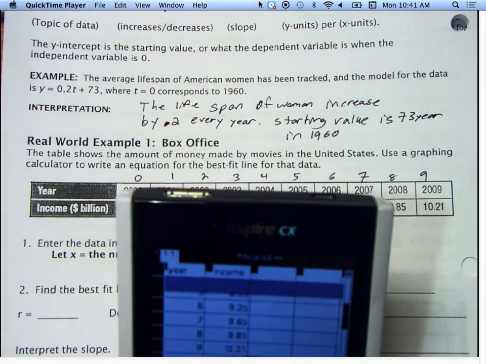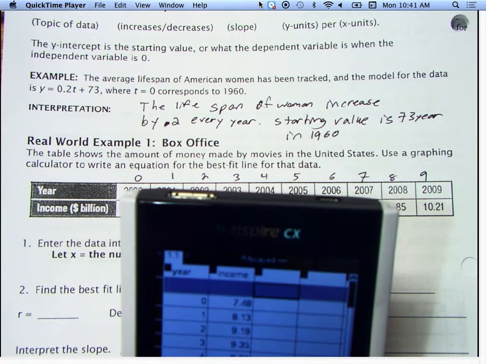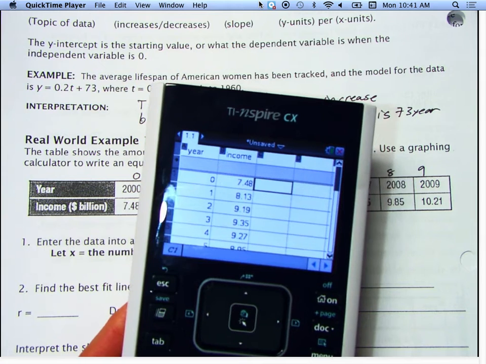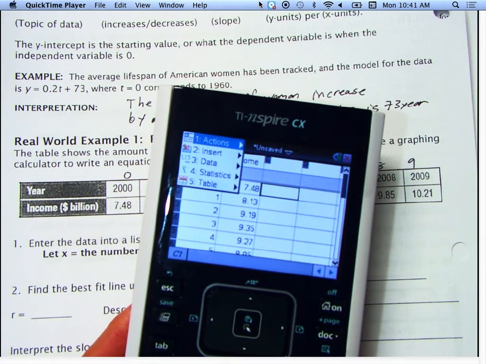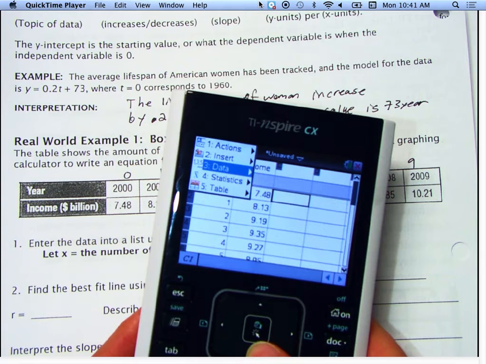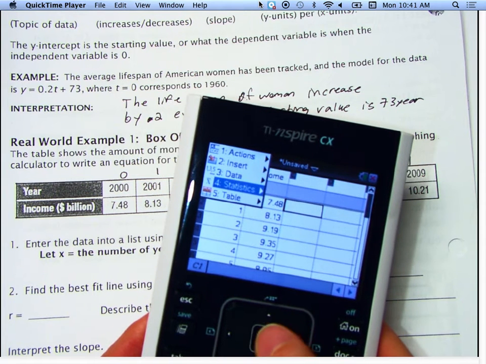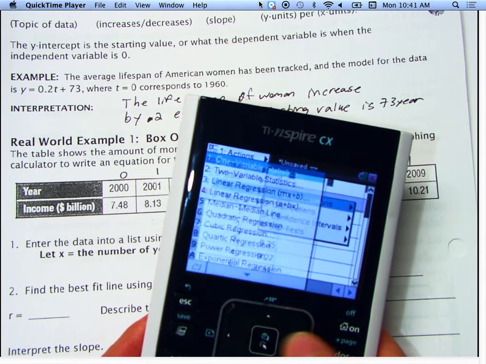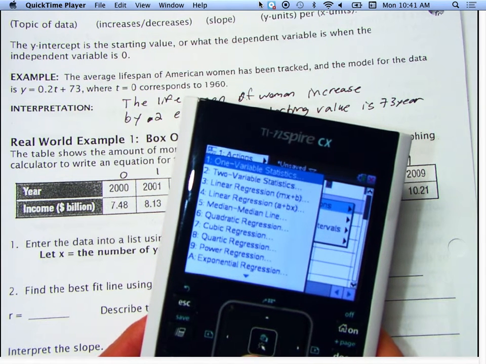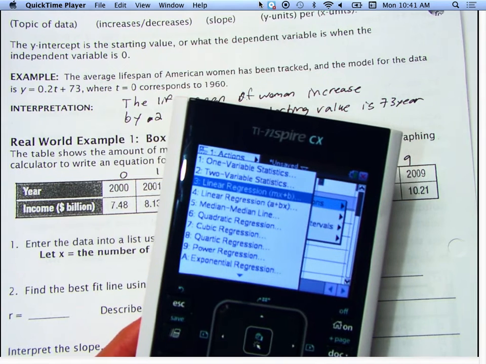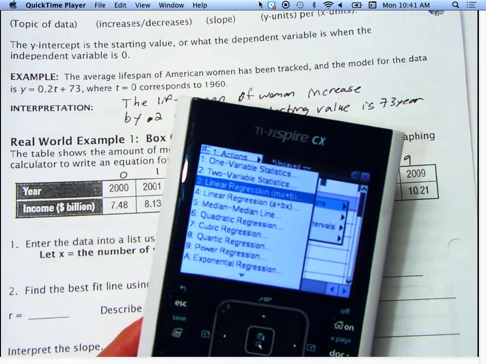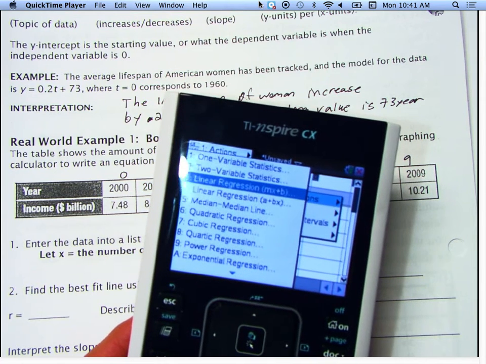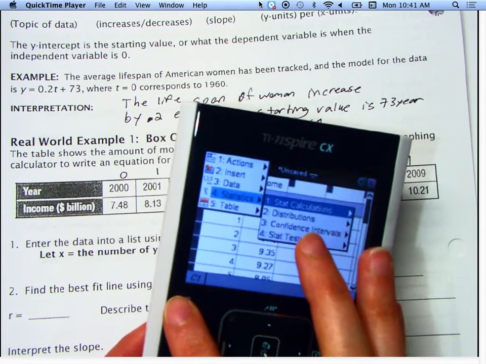Now, I'm going to go over to column C, right under the gray area. You guys kind of see that? And I'm going to hit menu, and then I'm going to hit number 4, which is stats. And then I'm going to hit stats calculations. And then I'm going to pick linear regression, y equals mx plus b. You can do linear regression a plus bx just as long as you remember that's what the equation looks like. Okay, I can go back, yeah.